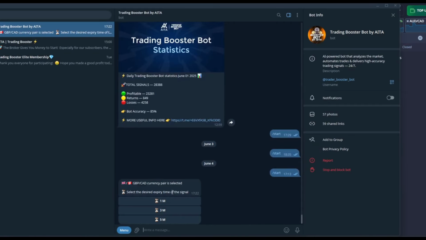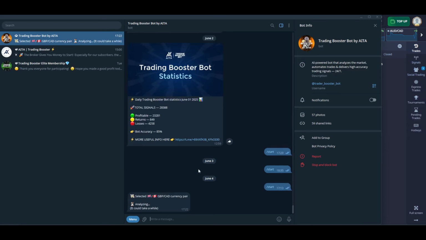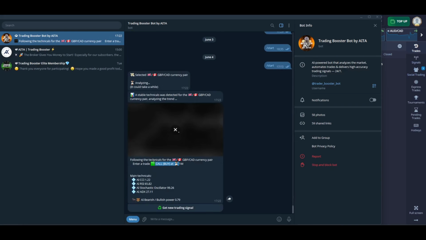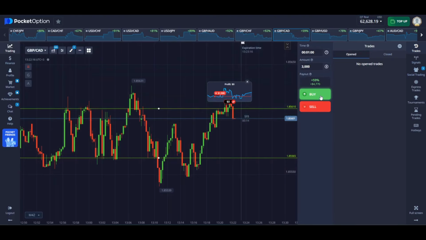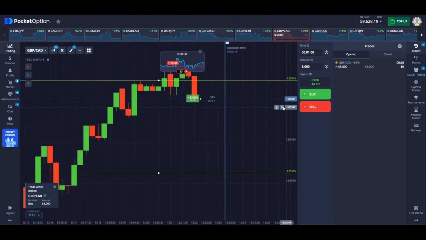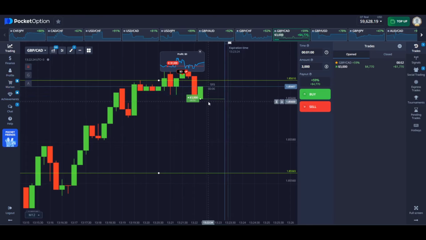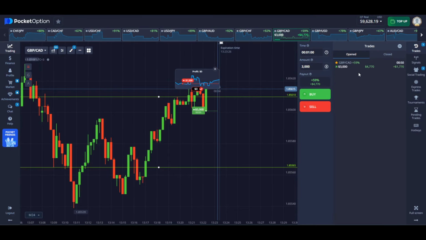And now, in the booster bot, I'm choosing the same currency pair to cover the loss, and see how the booster bot will analyze the situation. And it's giving me a buy signal. Interesting. I'm opening a buy trade right from here. As you can see, my previous analysis really did go into the negative, and the price eventually reacted and bounced back. But now the booster bot has given me a sell signal.